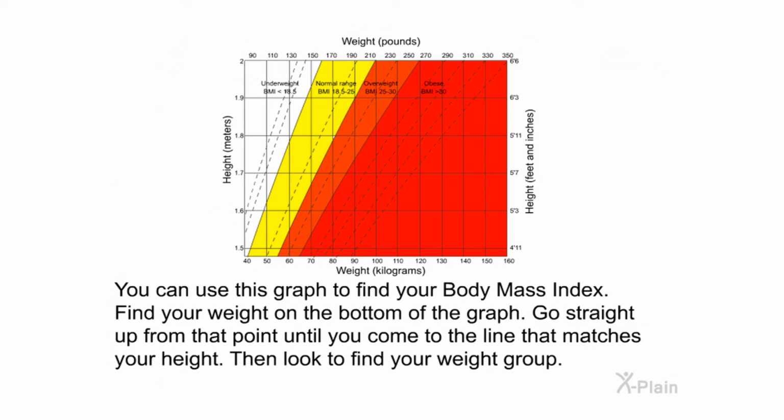You can use this graph to find your body mass index. Find your weight on the bottom of the graph. Go straight up from that point until you come to the line that matches your height. Then look to find your weight group.